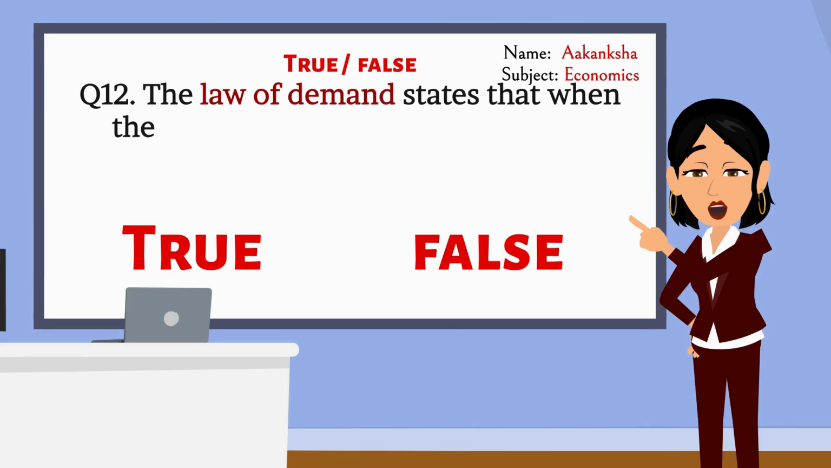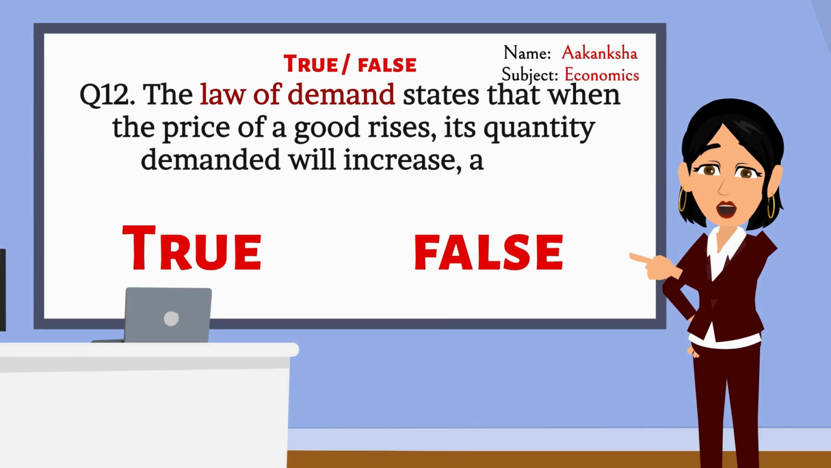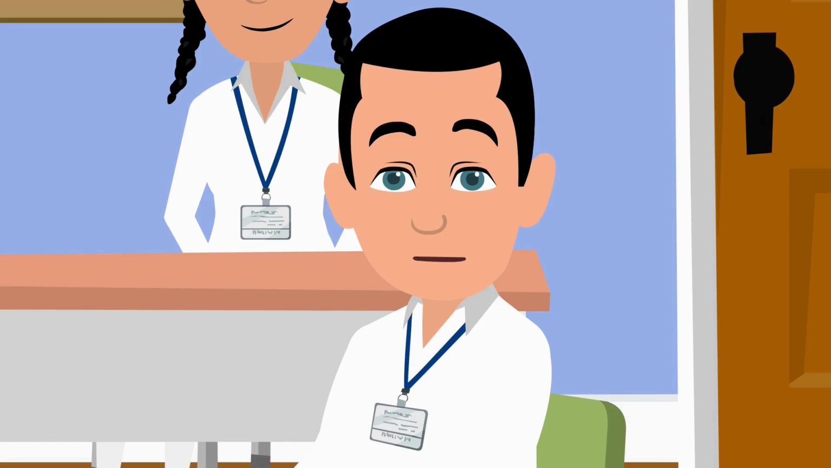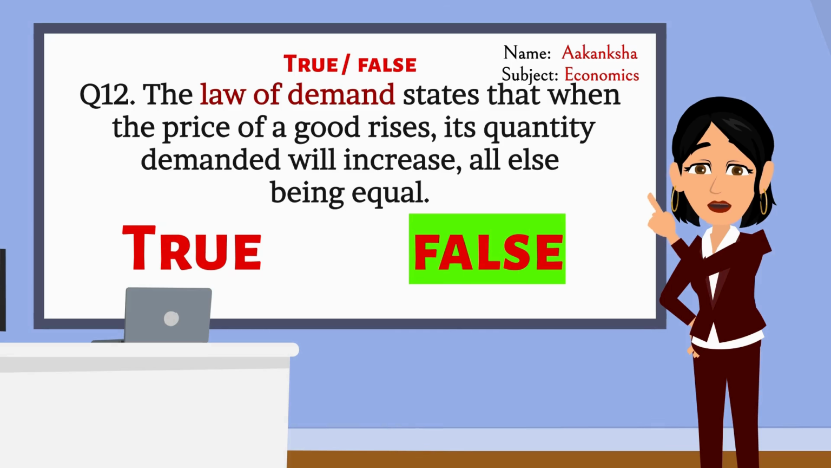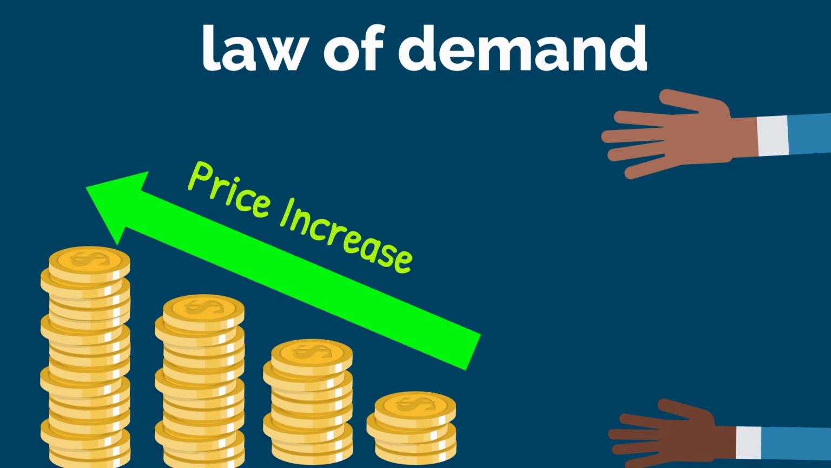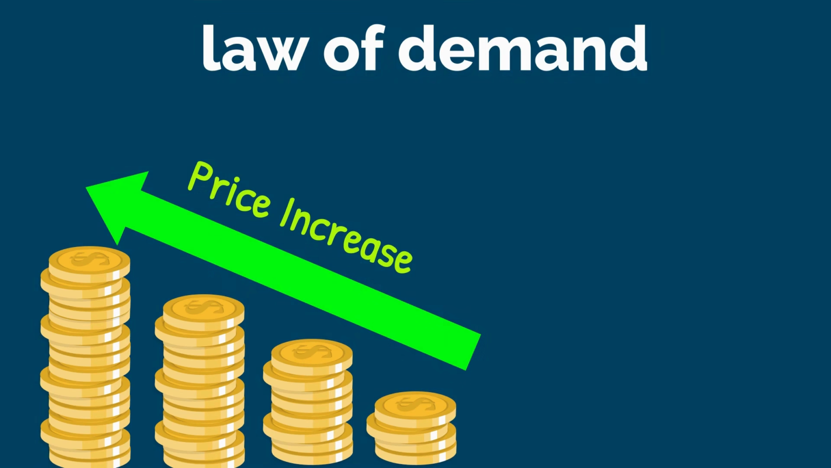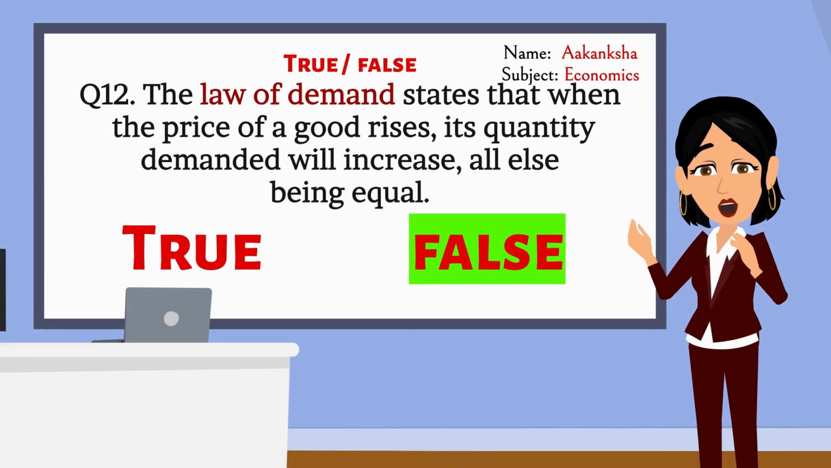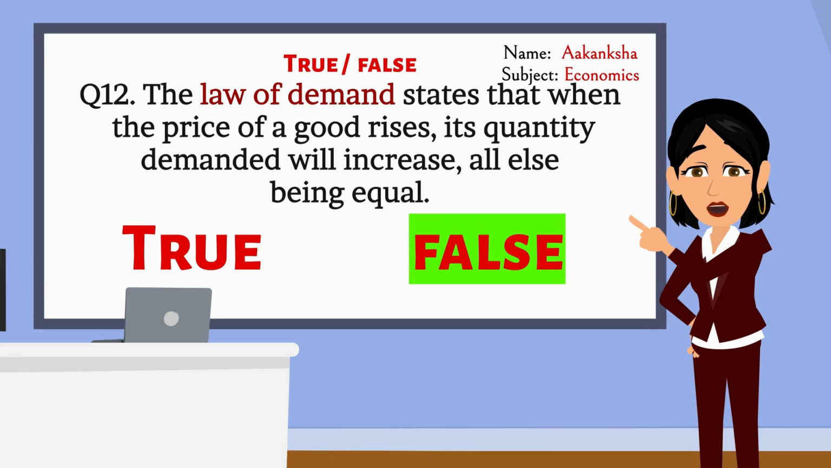Question 12. The law of demand states that when the price of a good rises, its quantity demanded will increase, all else being equal. True or false? It's a false statement. Correct, Ansh. Can you explain why it is false? The law of demand says that when the price of a good rises, the quantity demanded decreases, not increases, assuming other factors stay constant. When price increases, quantity demanded decreases. So this is a false statement. Let's move on to the next one.